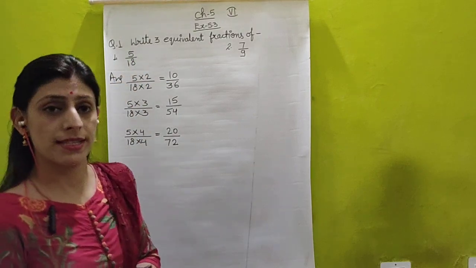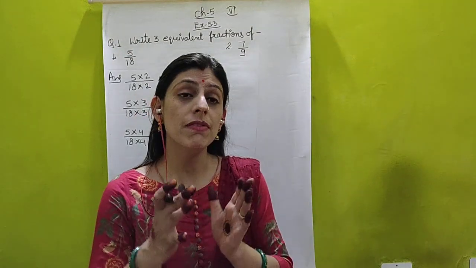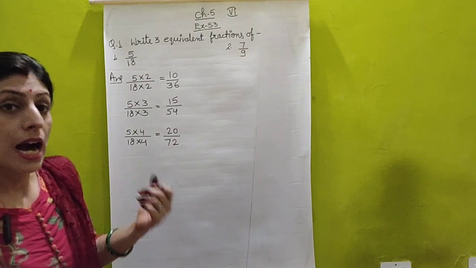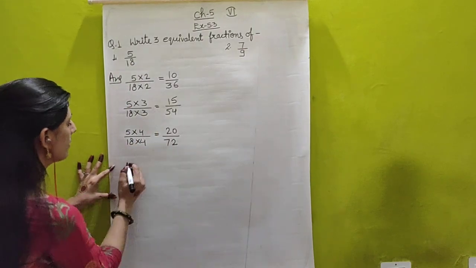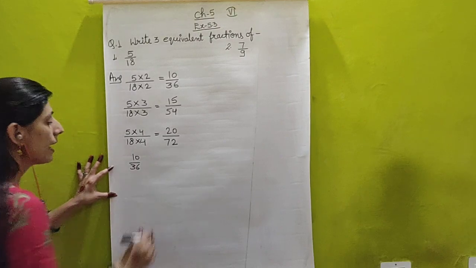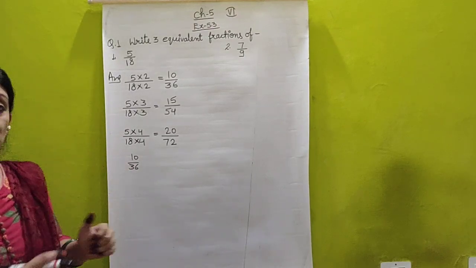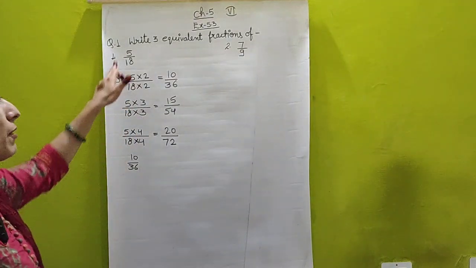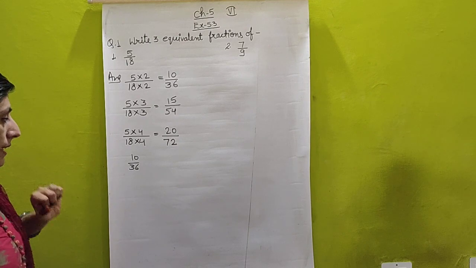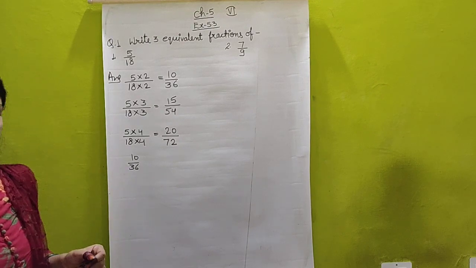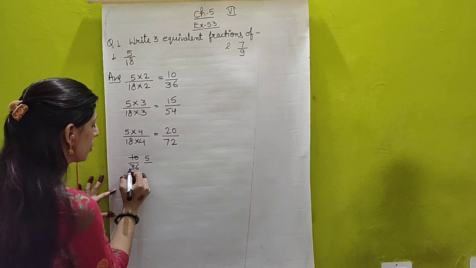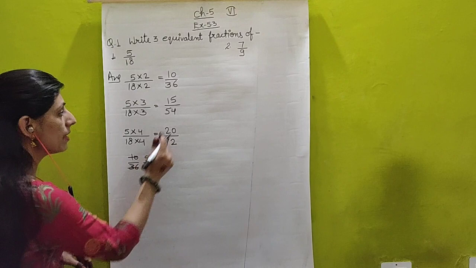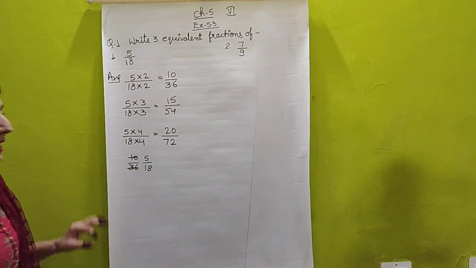Now the question is, what is equivalent fractions? Equivalent fractions means all are equal to 5 upon 18. How are they equal? Here 10 upon 36, when you convert this into simplest form, means lowest form, then it will be 5 upon 18. Both are coming in 2's table. 2 5s are 10, 2 1s are 2 and 2 8s are 16. It is again 5 upon 18.